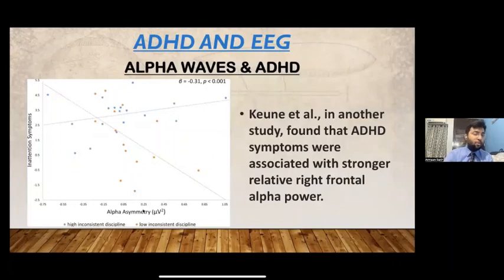Now, talking about alpha waves, which we have not talked about till now. In a study by Keown et al., it was found that ADHD symptoms were associated with a stronger relative right frontal alpha power. That is, the power of alpha waves was found to be more in one frontal lobe as compared to the other, which is called frontal asymmetry.